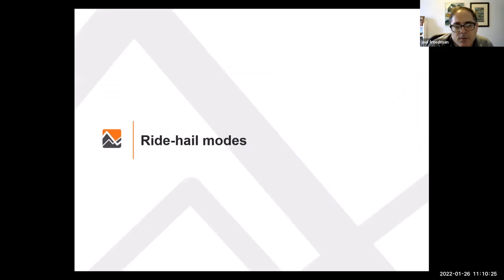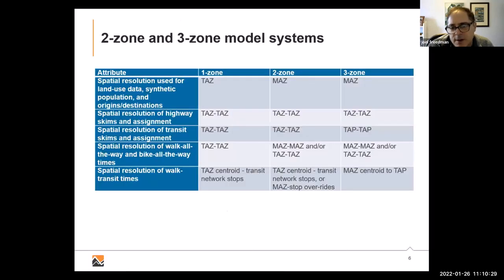Okay, so that's the 1, 2, and 3-zone systems. The 3-zone system, by the way, does take about twice as long to run as the 1-zone system in our testing so far. So there's definitely a time trade-off there. The 2-zone system takes a little bit longer, like 15% longer to run than the 1-zone system. There are computational trade-offs, complexity issues, network coding issues, and so on to be aware of as you're contemplating which zone system to use.